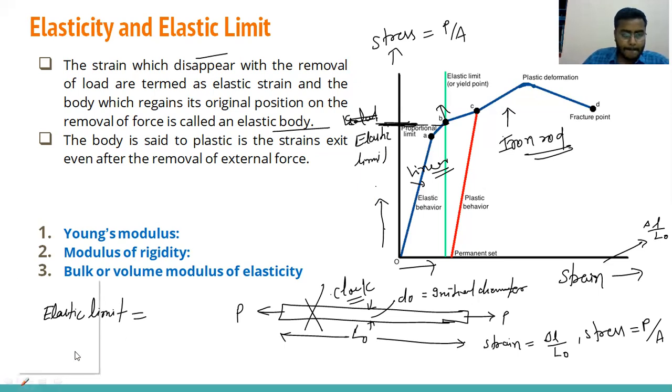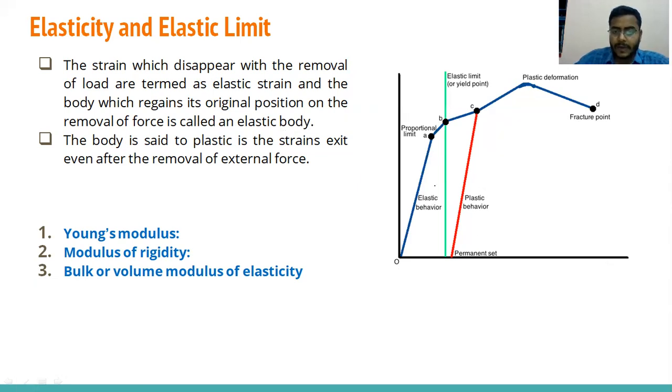When we talk about within the elastic limit, sometimes we call it within the proportional limit, because in some materials you will find that points A and B coincide. Both the proportional limit and the yield point occur at the same point.